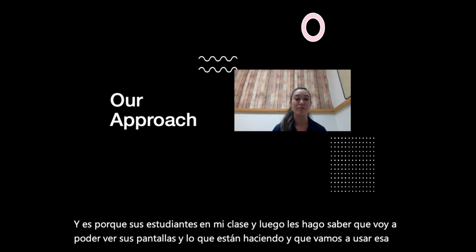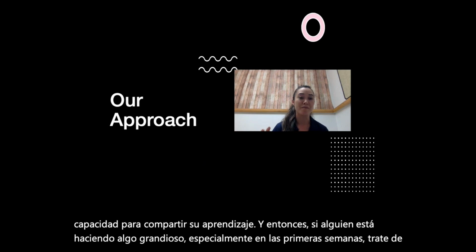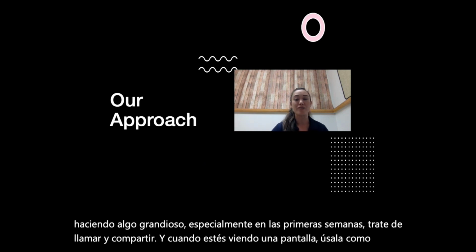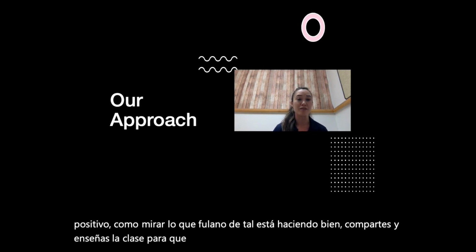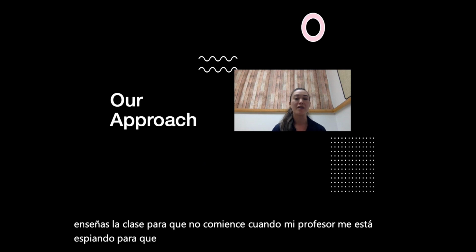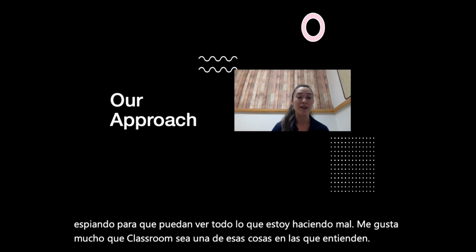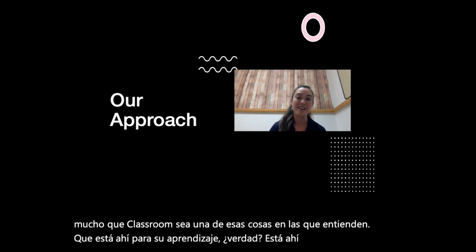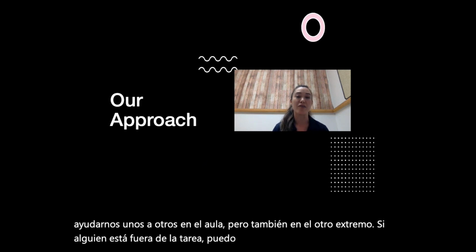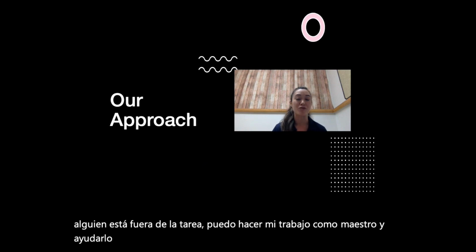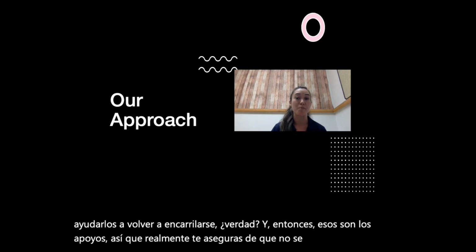And so if somebody's doing something great, especially in the first weeks, try to call out and share. And when you're viewing a screen, use it as a positive thing. Like, look at what so-and-so is doing. Will you share and teach the class so that it doesn't start off as my teacher is spying on me so they can see everything that I'm doing wrong. I really like Classroom to be one of those things where they understand that it's there for their learning, right? It's there so that we can help each other in the classroom, but also on the other end, if someone is off task, I can do my job as a teacher and help them get back on track, right? And so those are the supports. So just really make sure that they don't feel like I've now turned on Classroom and it's a punishment for all.